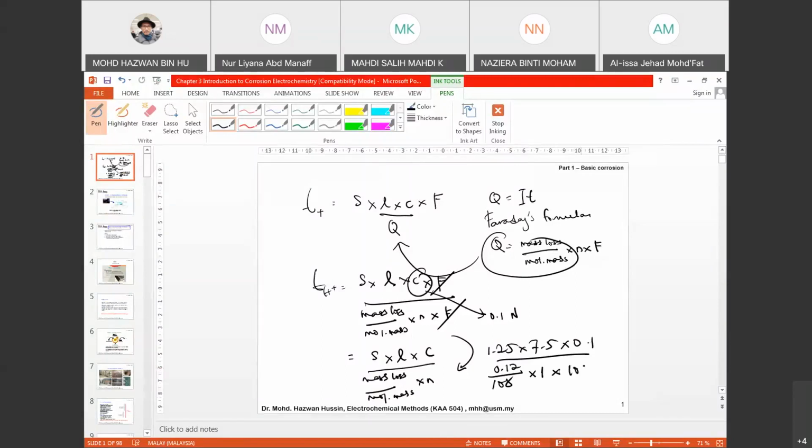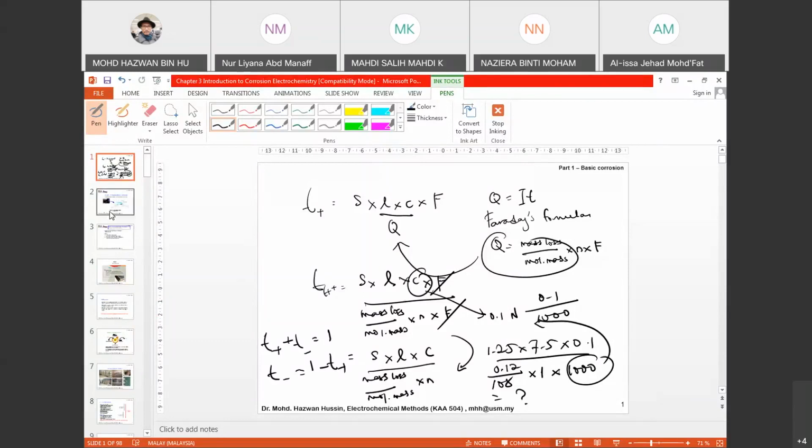Okay, so 1000 is actually coming from this one, because you know that normality is equal to mole over volume, so 0.1 over 1000. Okay, so this one you will get. Once you get the answer, you can calculate T minus if the question asks for T minus, because you know that T plus and T minus is equal to 1, and T minus is equal to 1 minus T plus. Okay, is it clear? Yeah, it's clear now. Okay.